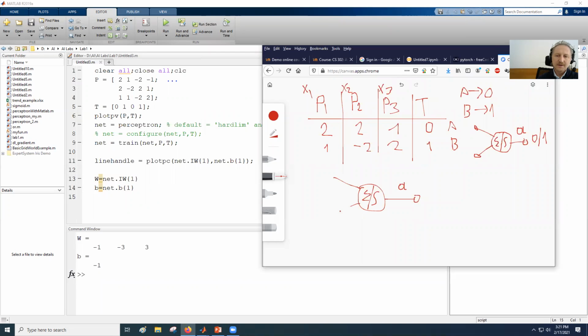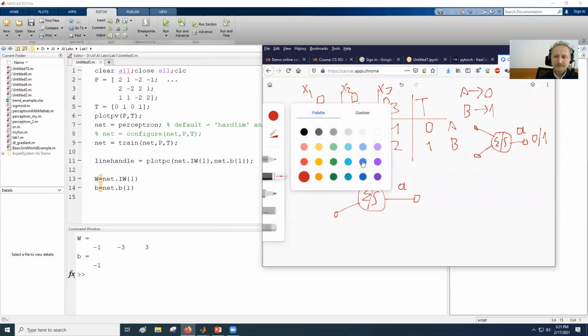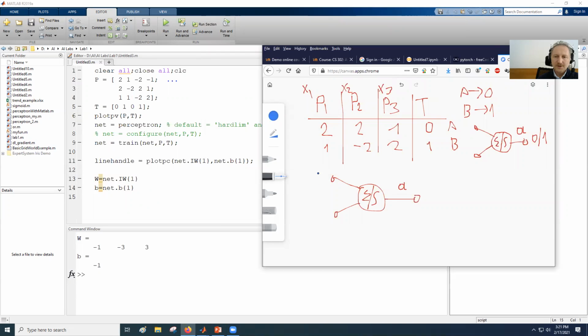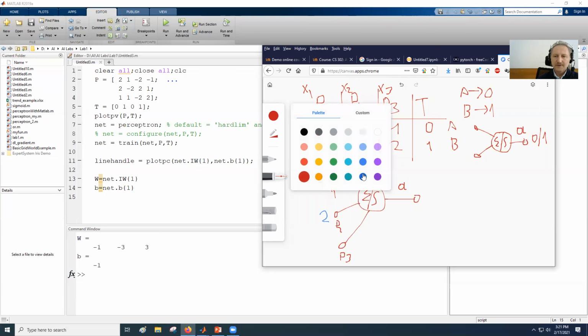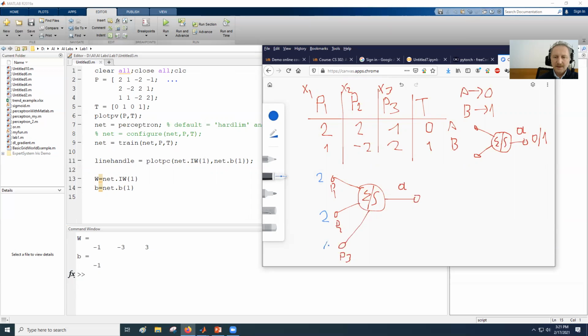For example, let's enter this data. If the first input is 2, the second input is 2, and there is one more input, which you may forget: the third input, because we have P1, P2, and P3. We have 3 inputs. If this input is 2, the second input 2, the third input 1, the desired output should be 0.